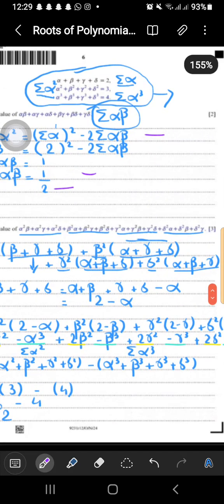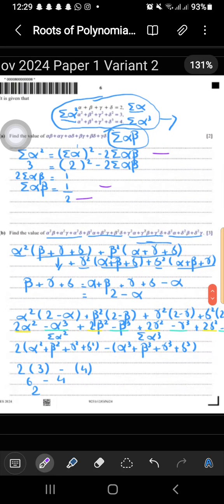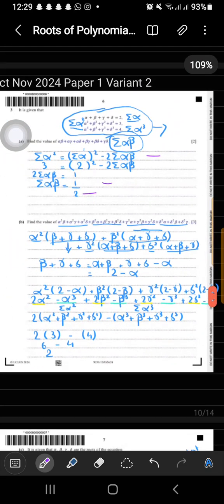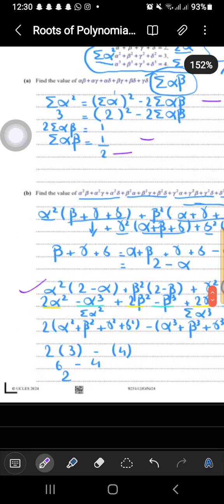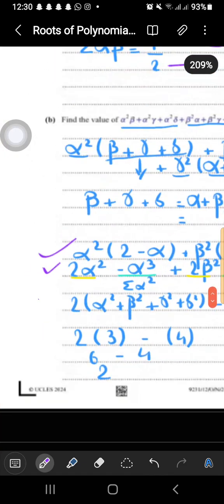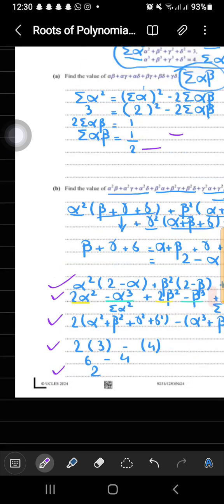Then we moved ahead. There was a complicated algebraic expression, and we made it simpler by taking common and by adding and subtracting at the same time to make it 2 minus alpha, and we got the expression summation alpha square multiplied by 2 minus alpha, with beta square, gamma square, etc. Then we further solved it, took common what we could, inserted the values given by the examiner in the question, and in the end we got the answer.